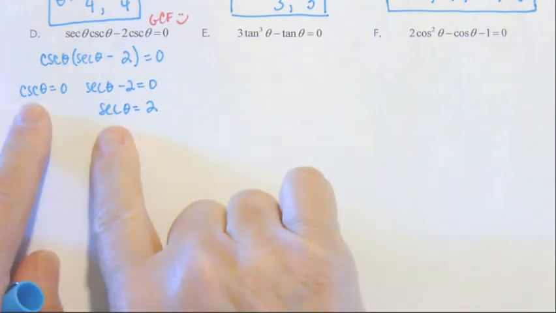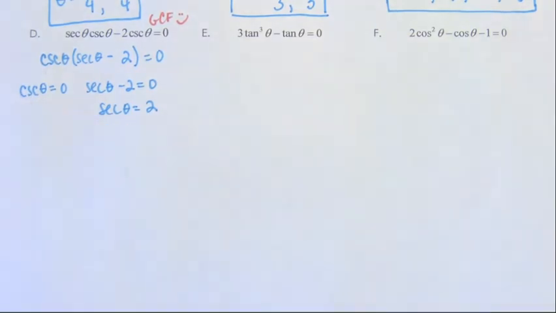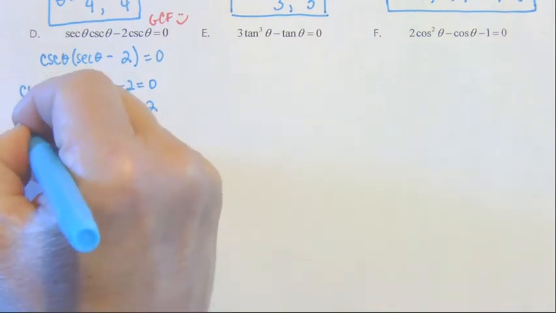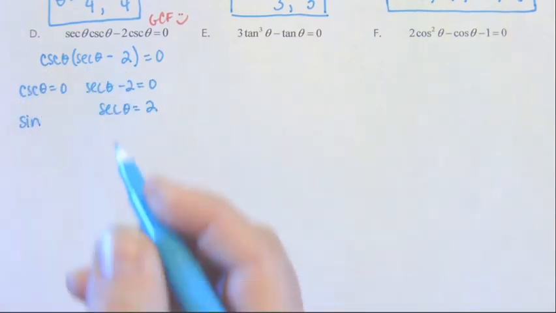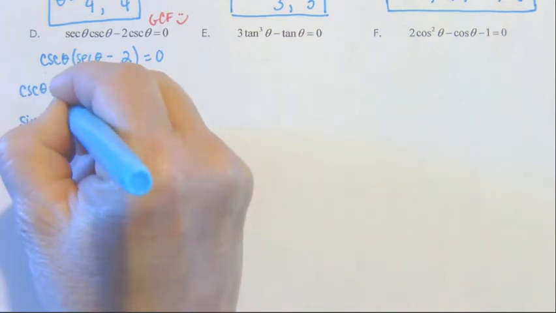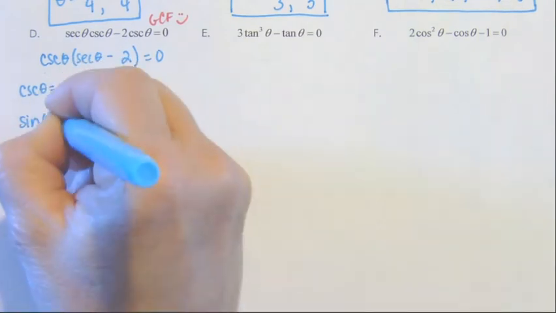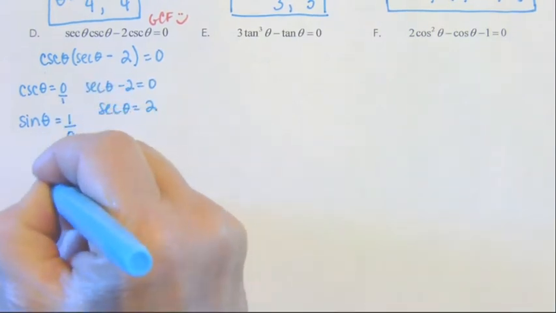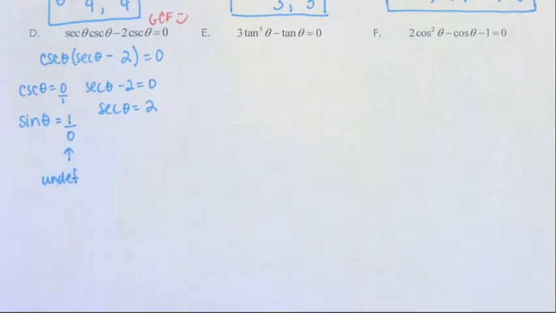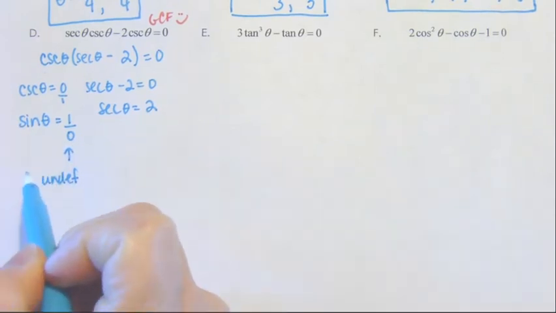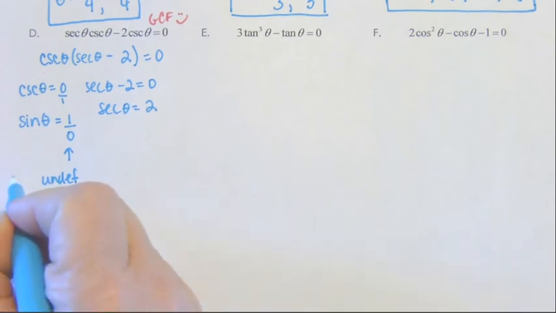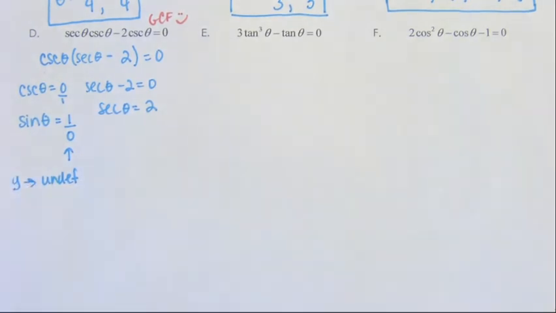All right, so I know these are not the ones we usually like to work with. So I'm going to change cosecant into sine because the reciprocal of cosecant is sine. If I flip 0 over 1, that's going to give me 1 over 0, which think about what 1 over 0 means. That is undefined. Think about what sine means. Sine is my y value. So my y value is undefined.